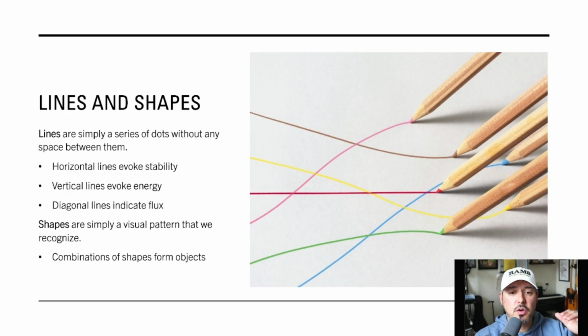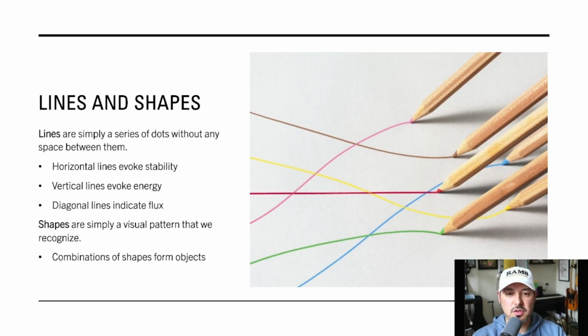Horizontal lines evoke stability. Why is that? Well, it's because the horizon, the ground, as we look off in the distance, the ground is horizontal. So when we see a horizontal line written on a page, we perceive from our evolution that it is sort of similar to the ground, a thing that's solid, a thing that is not going anywhere, a thing that is constant. Vertical lines, however, evoke energy.